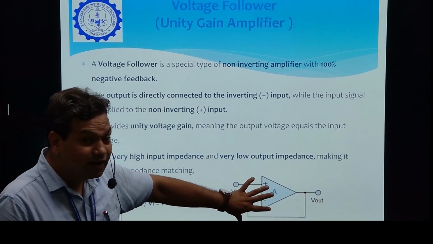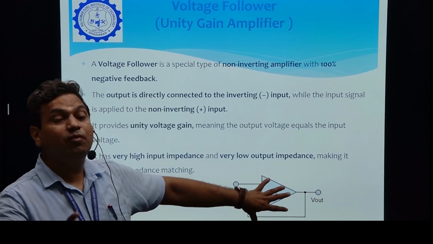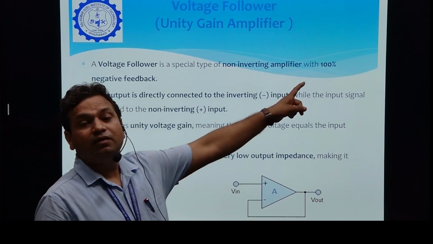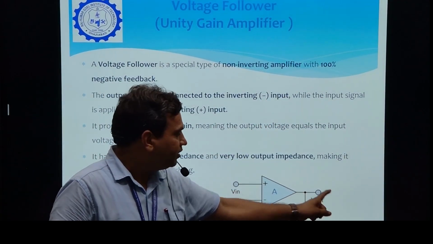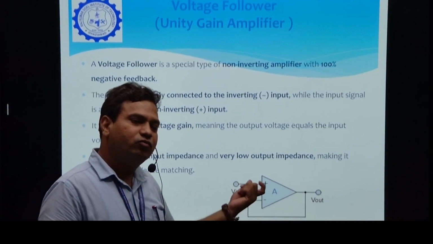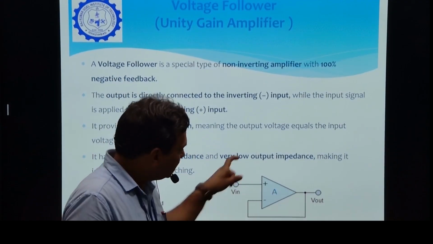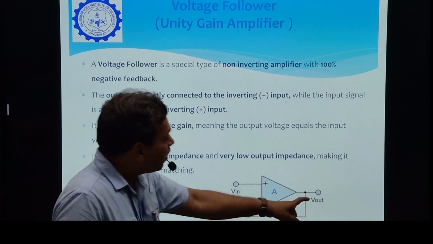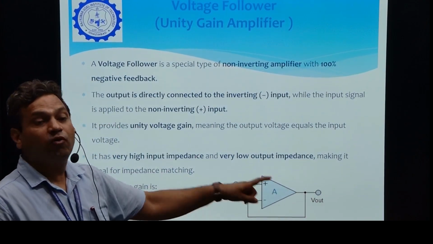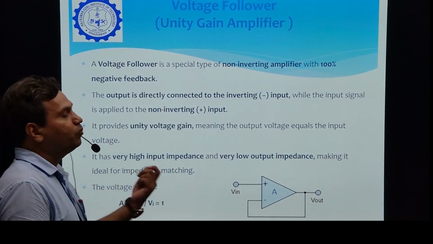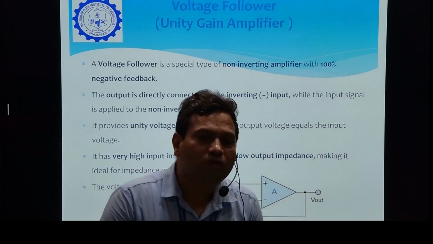This is the special arrangement, and this circuit is designed with the help of the non-inverting closed loop operational amplifier with 100% feedback network. So the complete output is given to the inverting terminal and the signal is given to the non-inverting terminal. Then the resulting configuration works as the voltage follower circuit. It means the output voltage always follows the applied input signal. So we can say that the output V naught is always equal to V in.